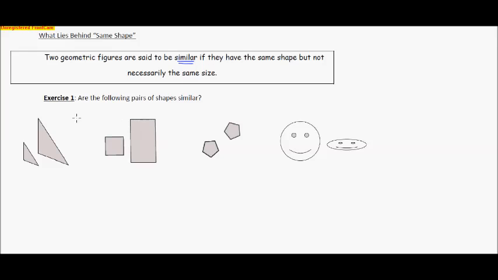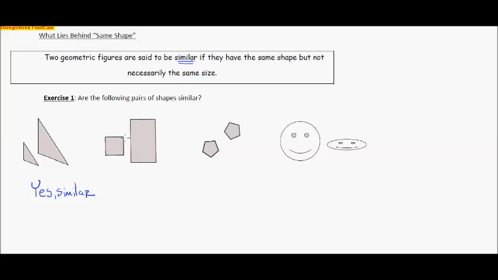Alright, so if we look at exercise number 1 down here, it says, are the following pairs of shapes similar? Well, if they are the same shape but not necessarily the same size, then we can say they are similar. So if I look at these first two on the left, they look to be the same shape, but obviously this one on the right is bigger. So I would say yes, these two are similar right here. So I'd like you to write that in your packet, that those two are similar.